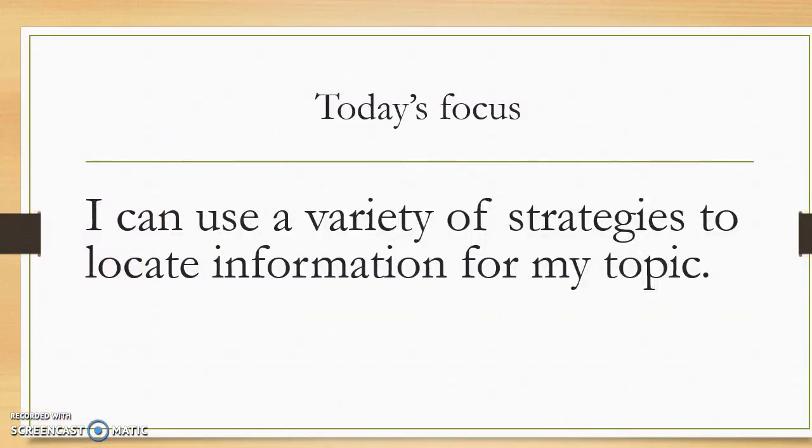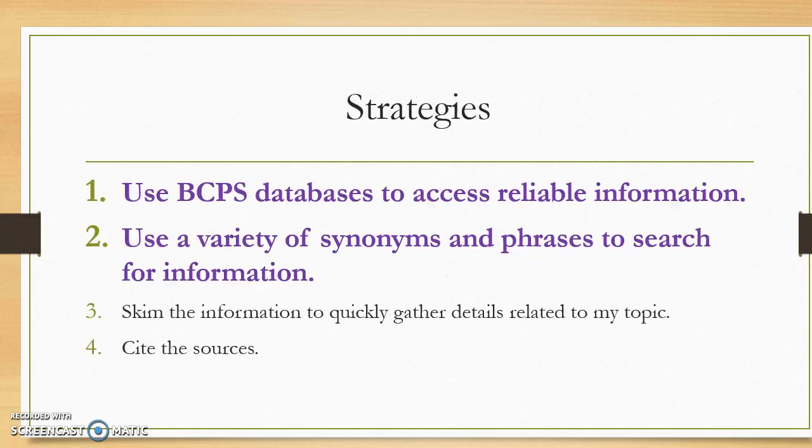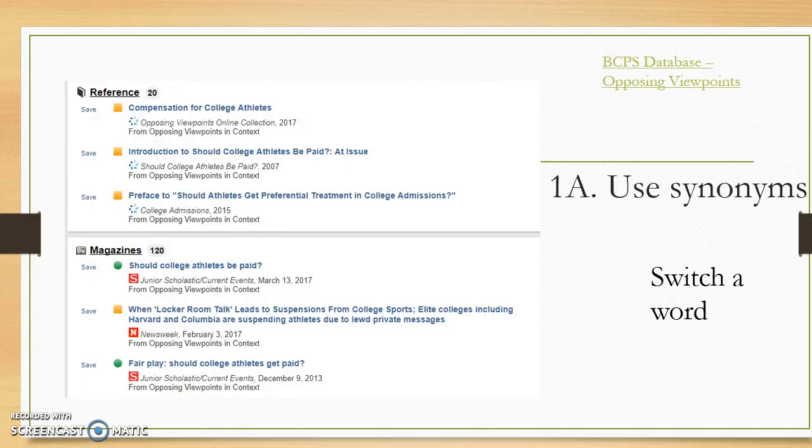students. Today's primary focus is to make sure that you're able to use a variety of strategies to locate information for your topics. I also want to make sure that we focus on two things. Number one, you're going to make sure that you use your BCPS databases because it's a way to access reliable information. And also, you're going to use a variety of synonyms and phrases in order to search for information related to your topics. Let's begin.